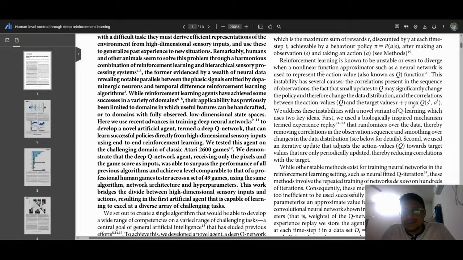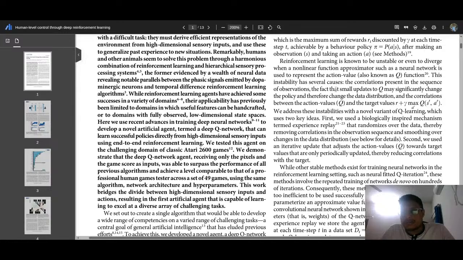Reinforcement learning is unstable or even diverges when a non-linear function approximator such as a neural network is used to represent the action-value function. This instability has several causes: the correlations present in the sequence of observations, the fact that small updates to Q may significantly change the policy and therefore change the data distribution, and the correlations between the action values and the target values. We address these instabilities with a novel variant of Q-learning, which uses two key ideas. First, we use a biologically inspired mechanism termed experience replay that randomizes over the data, thereby removing correlations in the observation sequence and smoothing over changes in the data distribution.